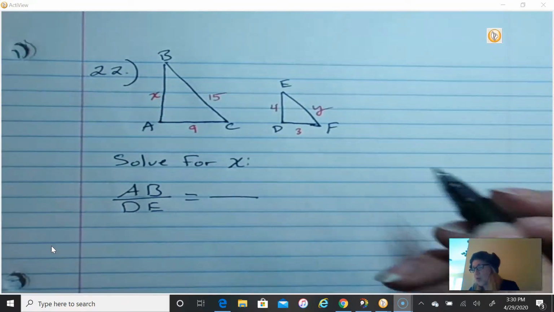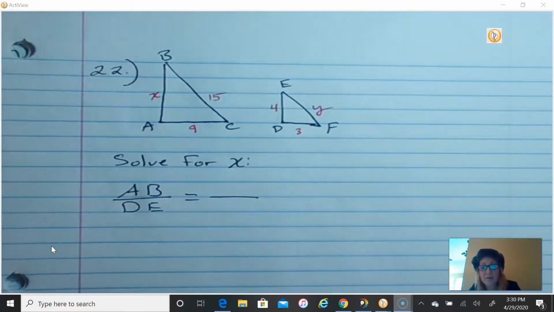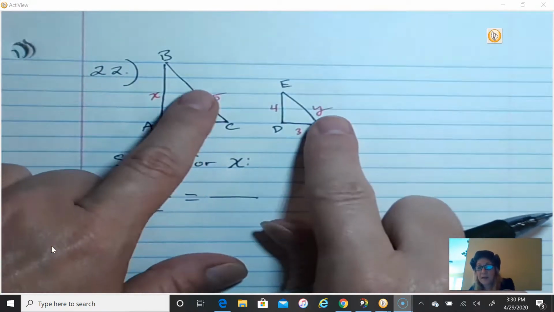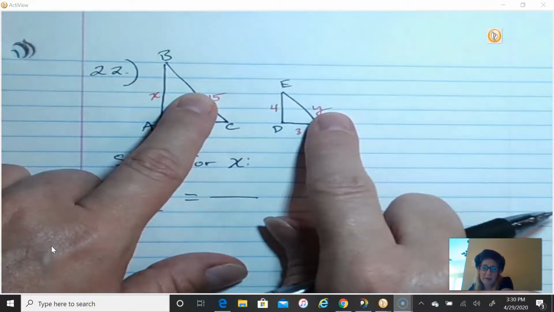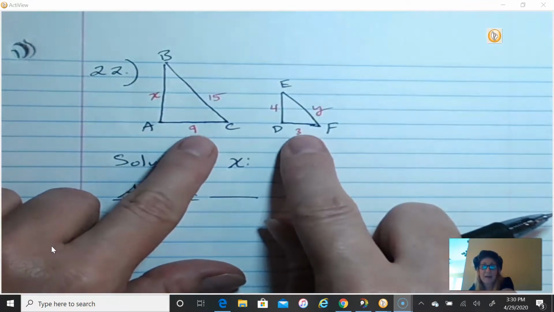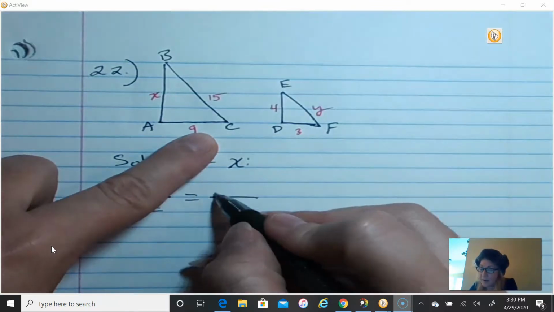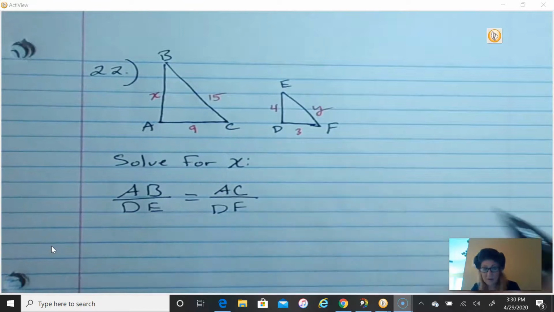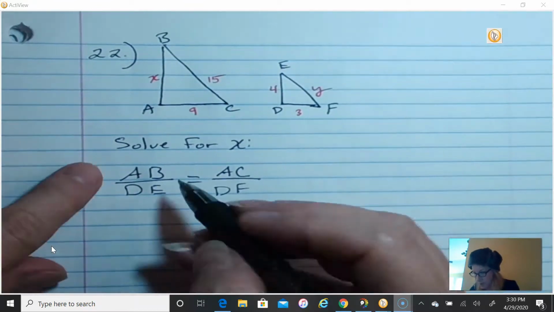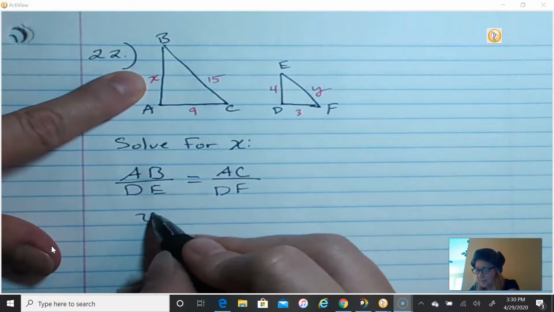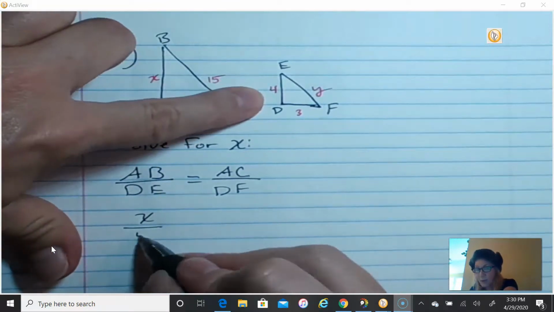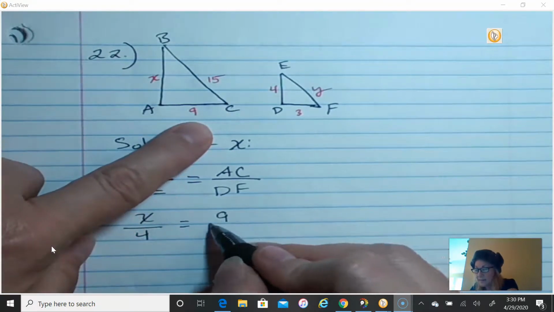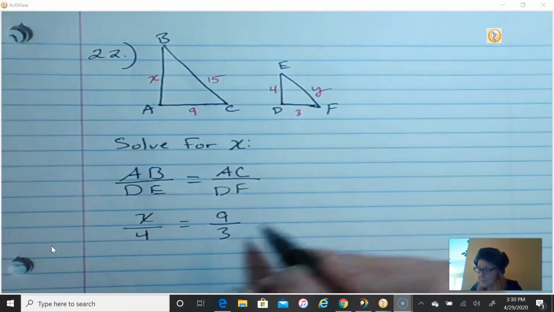And my proportion, which two sides already have a measurement that we can compare it to? These two bottom ones. Can't do 15 and Y because Y is not a measurement. So we have to use the 9 and the 3. So AC goes on top because it's large. DF goes on the bottom because it's small. All right, plug in your information. AB is X. DE is 4. AC is 9. And DF is 3.